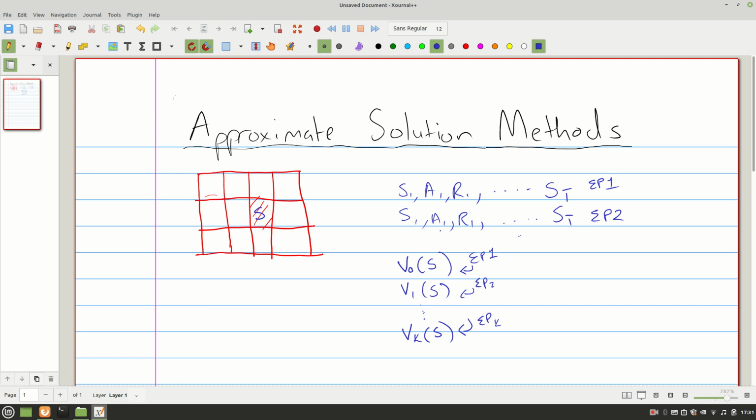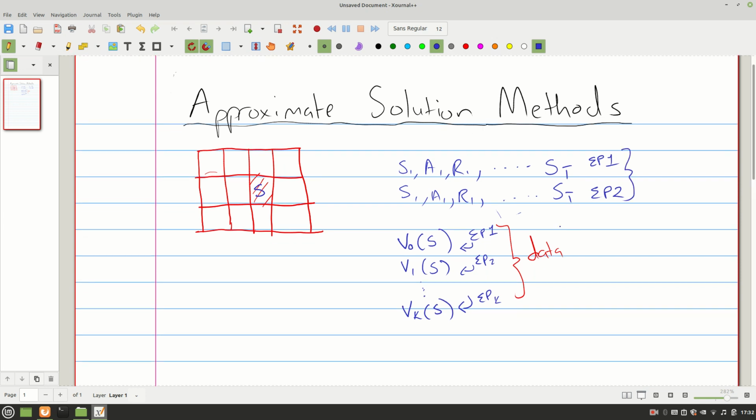Here I gave an example with Monte Carlo, but if you think about all the other algorithms we've been looking at, the situation is the same. We need to generate all these episodes to fill in these values. Given that, we can consider all these episodes we need to generate to be our data.